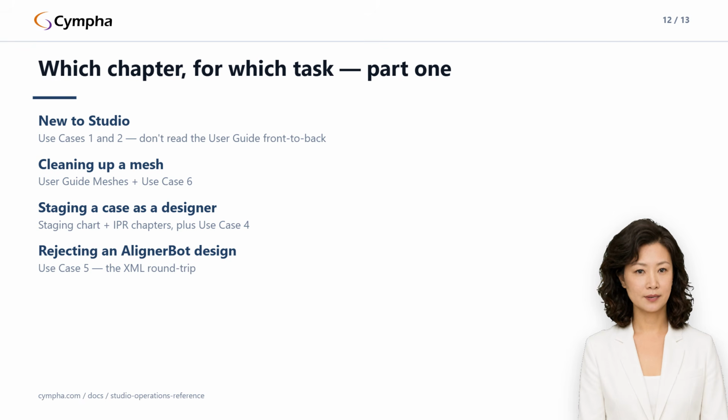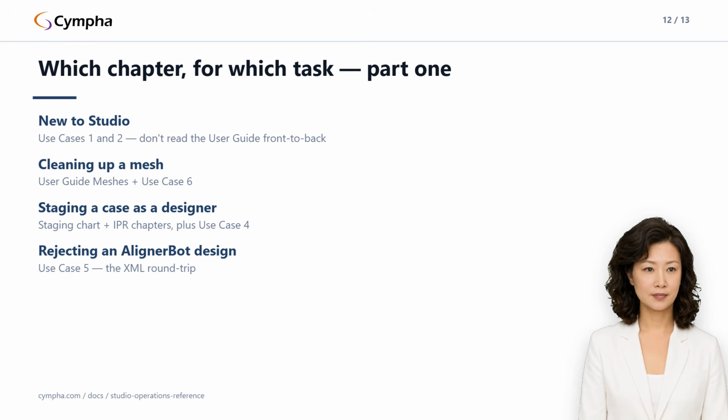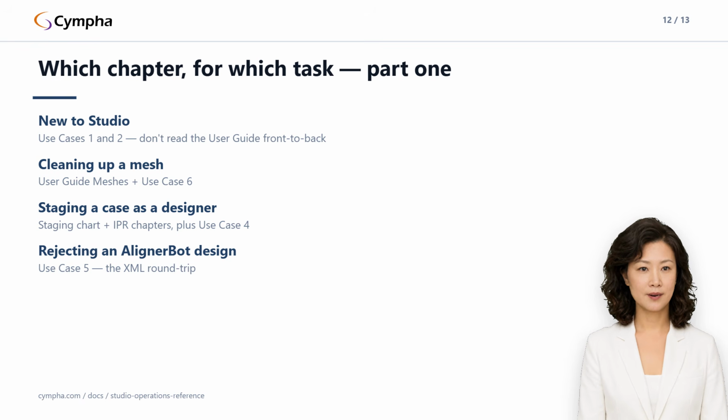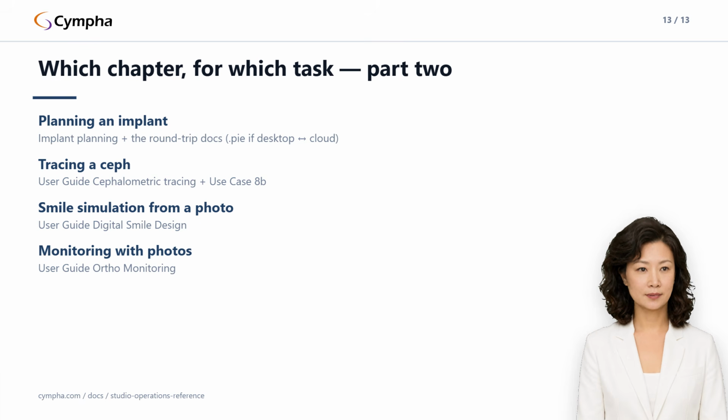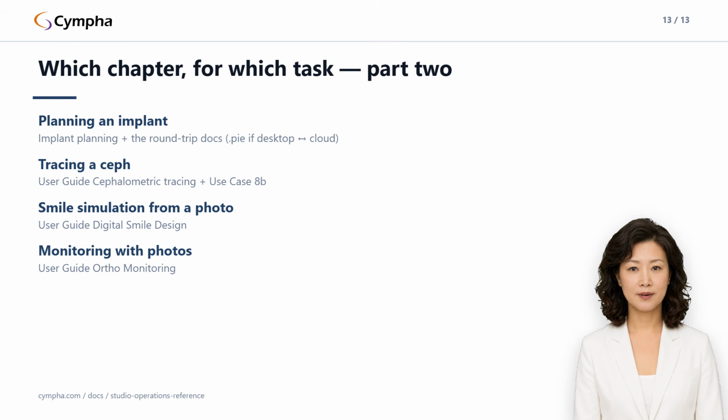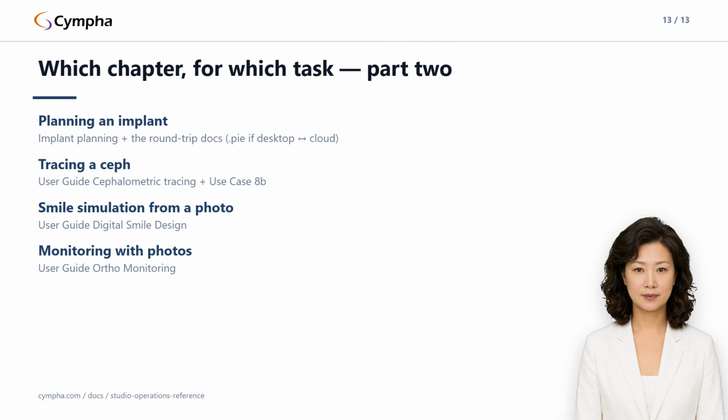And the second half of the tree. Planning an implant, the dental implant planning chapter in the user guide, plus the round-trip documentation. Reach for the desktop interoperability material specifically if you work between desktop and cloud. Tracing a Ceph, the cephalometric tracing chapter, plus use Case 8b for the worked example. Running a smile simulation from a photo, the digital smile design chapter. Monitoring a patient's treatment progress with photos, the ortho monitoring chapter.